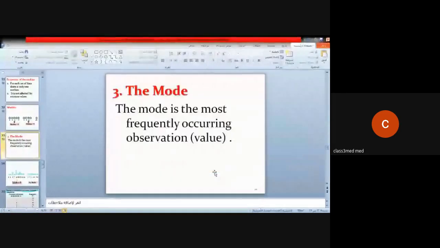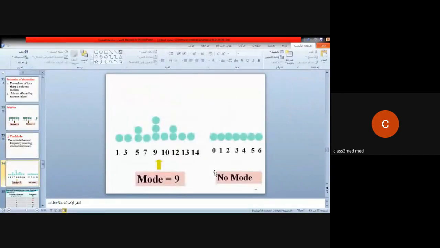The third and the last measure of central location is the mode. The mode is the most frequently occurring observation or value. Simply, it is the value that has the highest frequency, which occurs most frequently. This is for ungrouped data. So we have 9 repeated 3 times, 5 repeated twice, 12 repeated twice also. So the highest frequency here is 9, so the mode is 9.